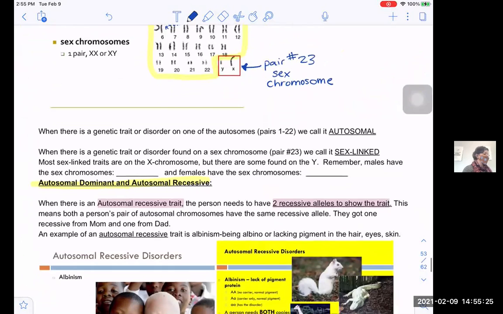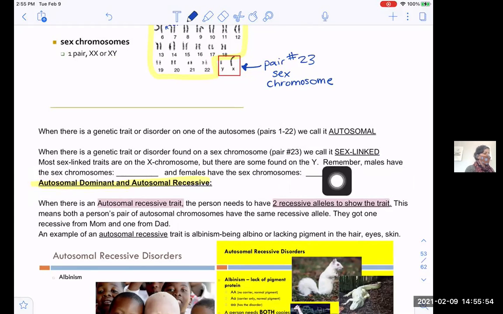So when we have a genetic trait or a disorder on one of those autosomes, we call it autosomal. That's where we get the term autosomal. If there's a genetic trait found on a sex chromosome, pair number 23, we call it sex-linked or X-linked. I told you last week, most sex-linked traits are on the X chromosome. There are some found on the Y. We're not going to worry about those for this unit.